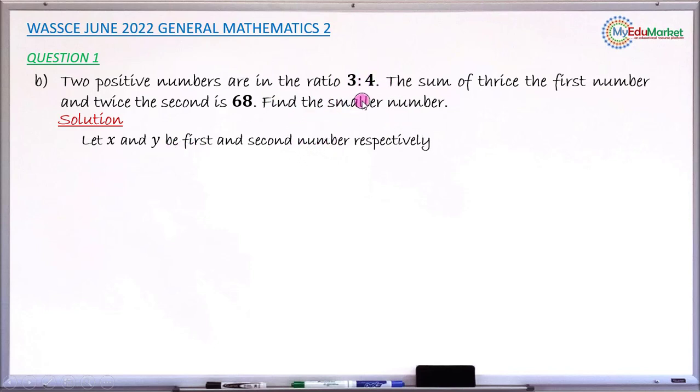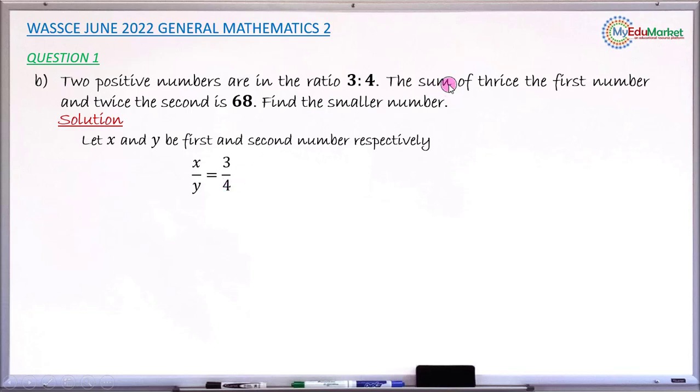From this statement, the ratio of the two numbers, first to second, is 3:4. So you can write x divided by y, that is x over y, equals 3 divided by 4, because x is the one that has ratio 3 and y is the one that has ratio 4. So x to y is simply 3:4.